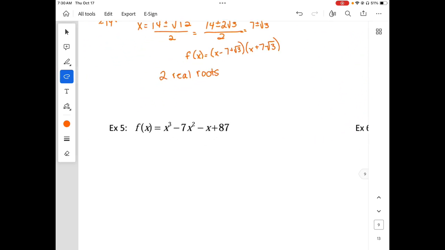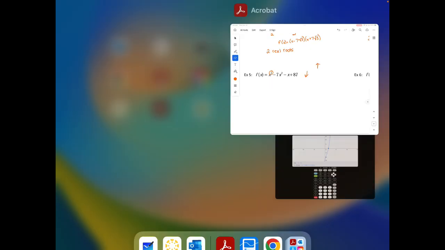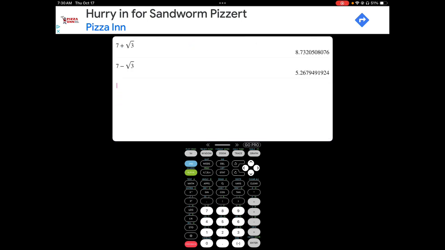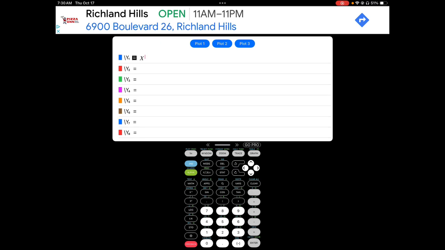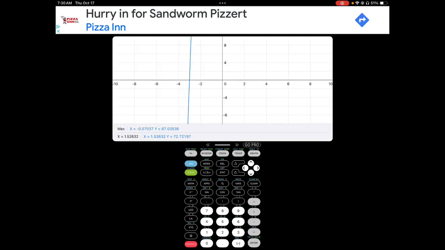Okay, let's go to the next one. We have a cubed again, so it's going to look like this. And we need to find out what one of the x-intercepts is. So let's put it into y equals x cubed minus 7x squared minus x plus 87. Now hit the graph.